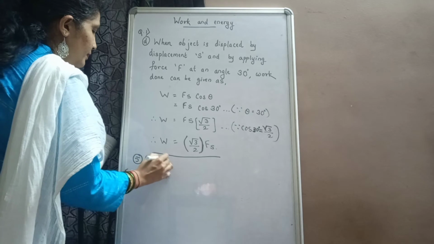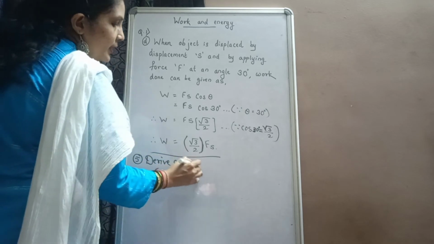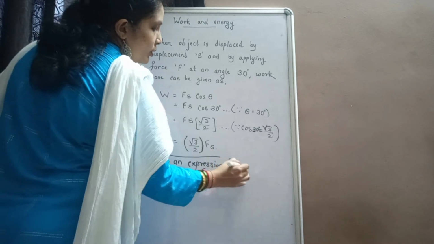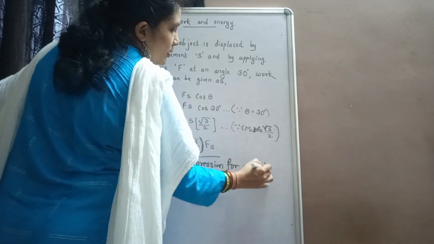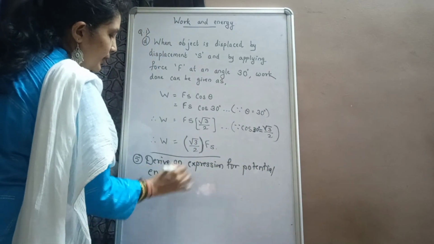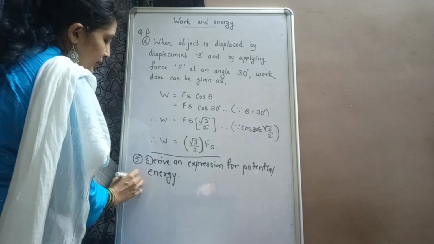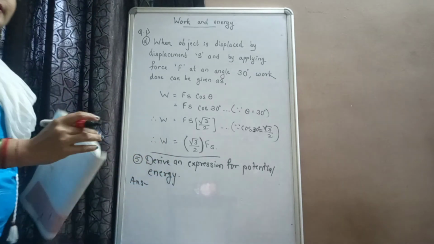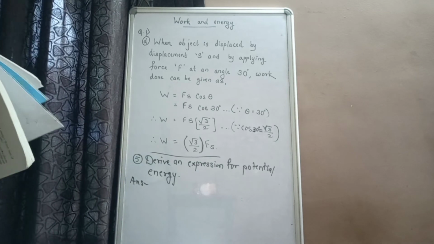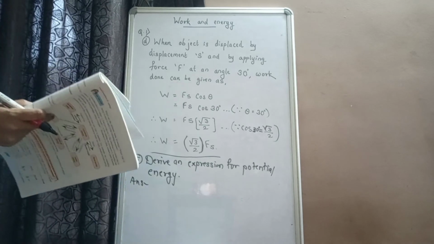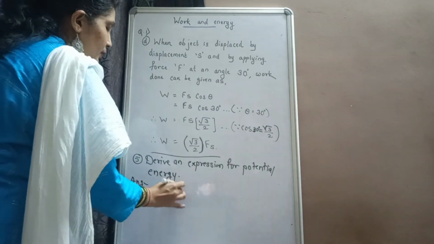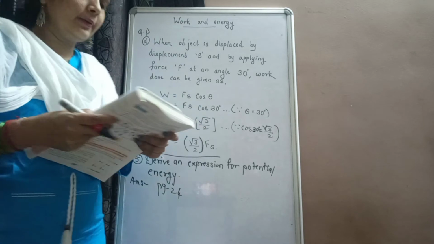Derive an expression for potential energy. In the PDF which I have sent, I had told you for kinetic energy, I gave the question, page number and everything. Here also I am going to do the same thing. Page number 24. Page 24, copy down that.